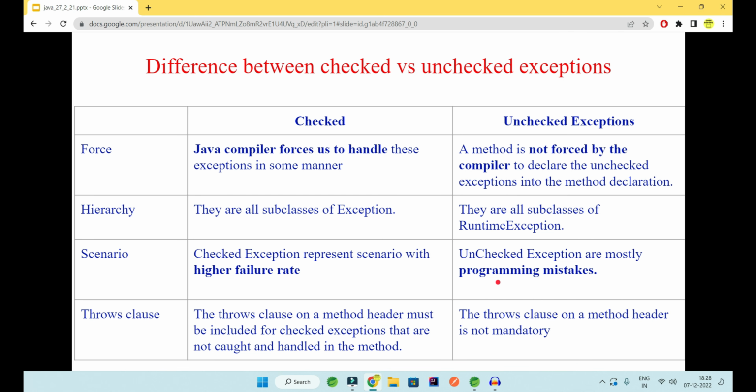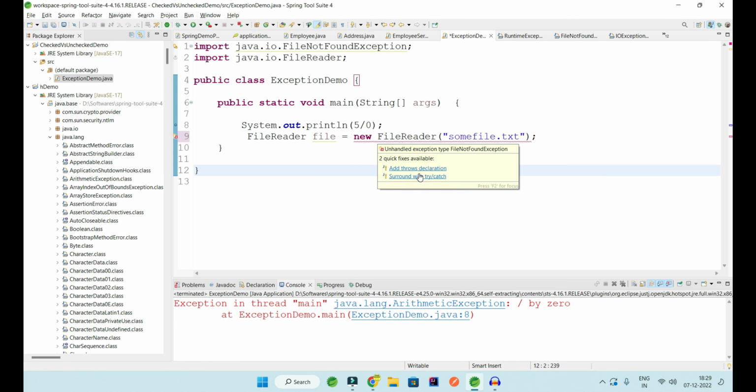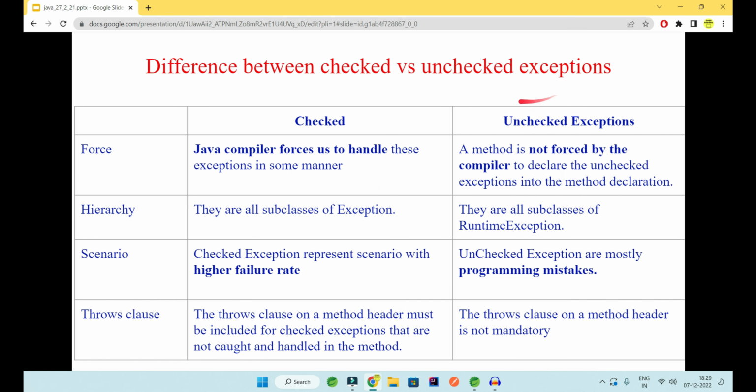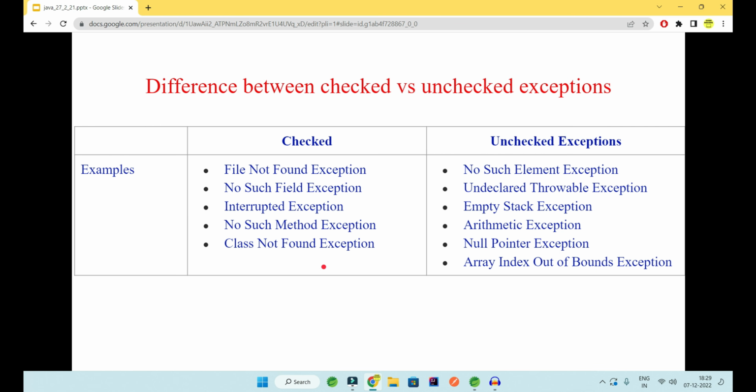While in case of unchecked or runtime exceptions, these are mostly our programmatic mistakes which the compiler cannot find out, and hence it leaves it to you. Whenever it goes wrong, then fix it and go ahead. Now the throws clause is a must with a checked exception if you are not using try catch. So if you are using try catch, throws is not required. If you do not use a try catch, throws is required. While in unchecked exception, throws is not at all required. There is no if, but and then, not required. Simple. Now ending this video with the examples.